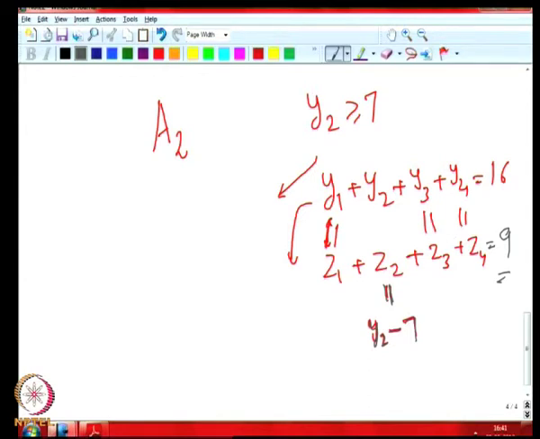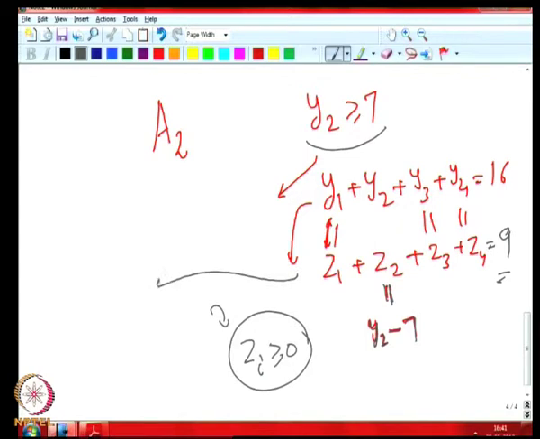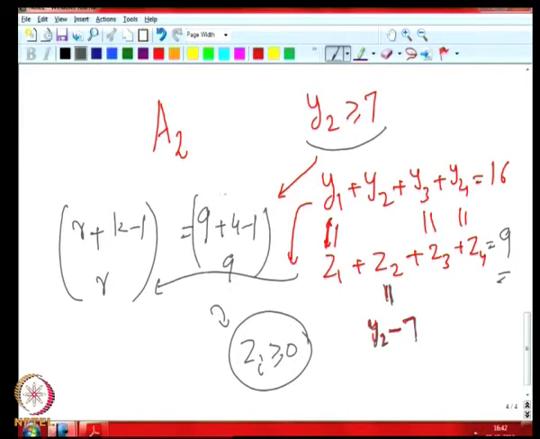And the range of all Zi's is now greater than or equal to 0, because that was the only condition we had to deal with. We subtracted it, so Z2 also is now greater than or equal to 0. Now we can apply our known formula, r plus k minus 1 choose r, where r is equal to 9 and k is equal to 4, that is 12. So the cardinality of A2 is equal to 12 choose 9.